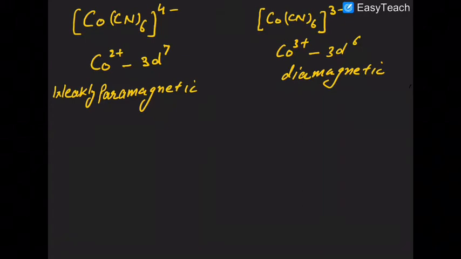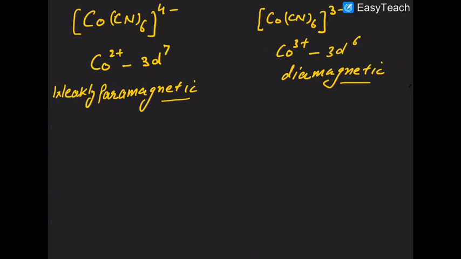Today we will discuss a few things on VBT and CFT together. Look at one example. In this case, you have [Co(CN)6]4- and [Co(CN)6]3-. In one case it is the hexacyanidocobaltate(II) ion, and in the second case it is the hexacyanidocobaltate(III) ion. In one case it is weakly paramagnetic, in the second case it is diamagnetic. What is the reason behind that?